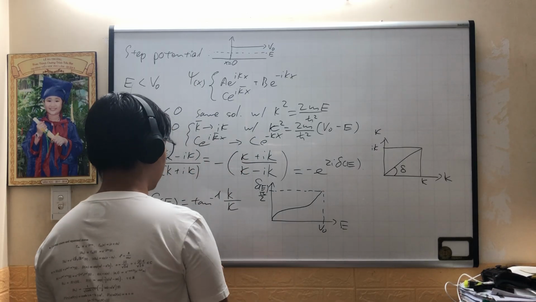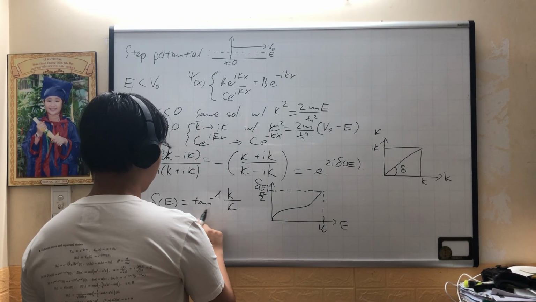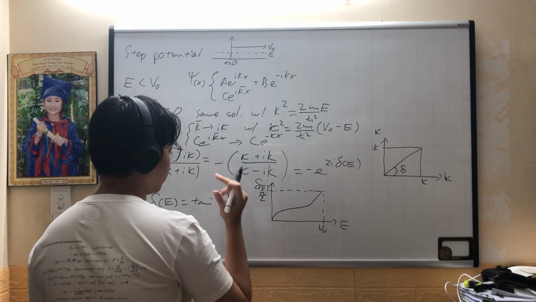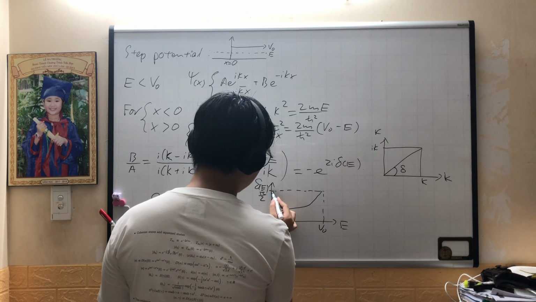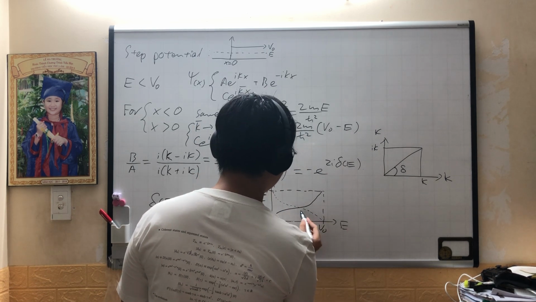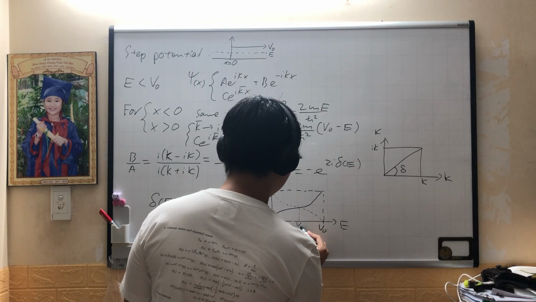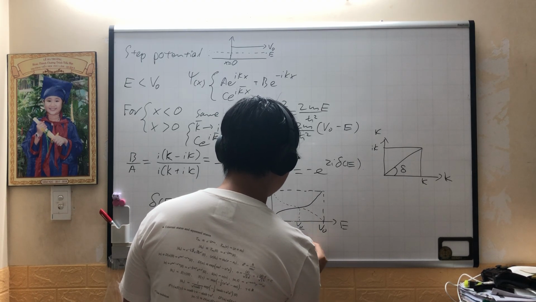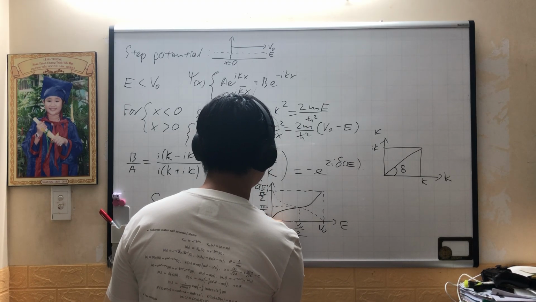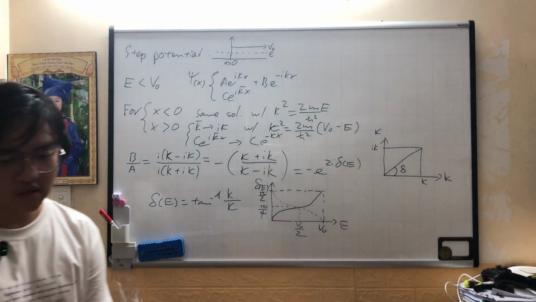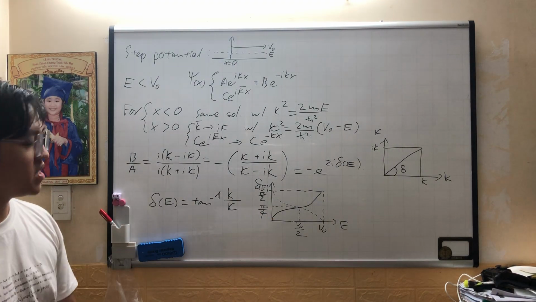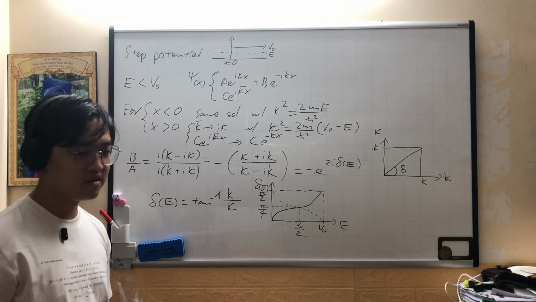And if you take the kappa over K, the tangent of kappa over K path, it would look something like this. And this cross point would be V naught over 2. Over here it is pi over 4. But today we're going to take a look at the tangent minus 1 of K over kappa.